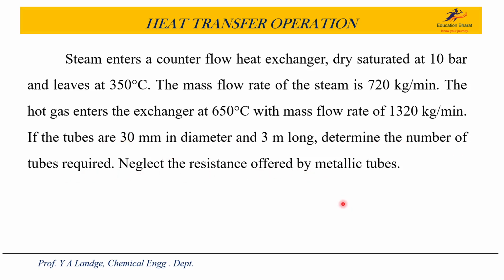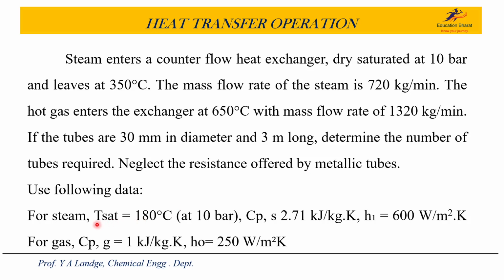Neglect the resistance offered by the metallic tubes, and the data mentioned are: for the steam, T saturated is 180 degrees Celsius. Specific heat of the steam is 2.71 kJ per kg Kelvin. h1, the heat transfer coefficient for the steam, is 600 watt per meter square Kelvin. For the gas, specific heat is 1 kilojoule per kg Kelvin, and the heat transfer coefficient for the gas, that is outside one, is 250 watt per meter square Kelvin.